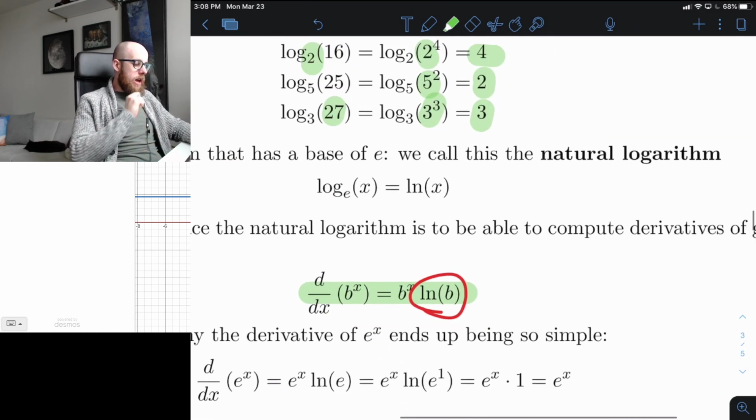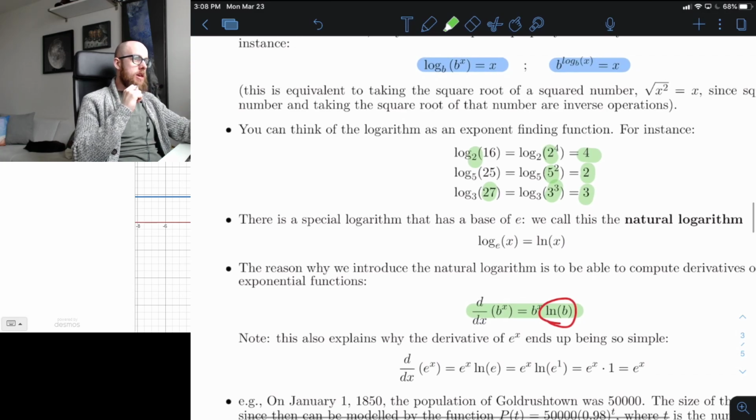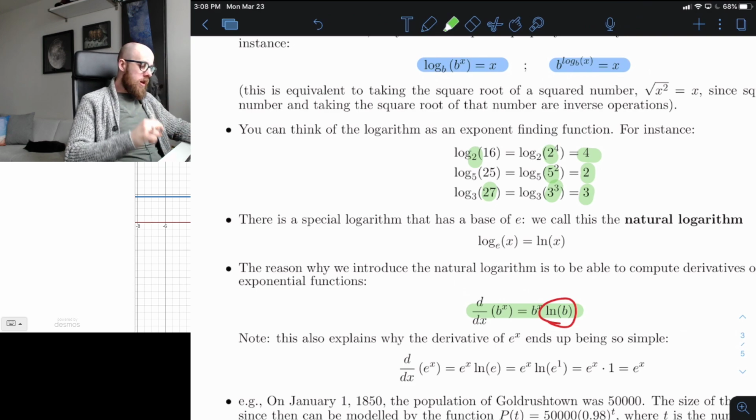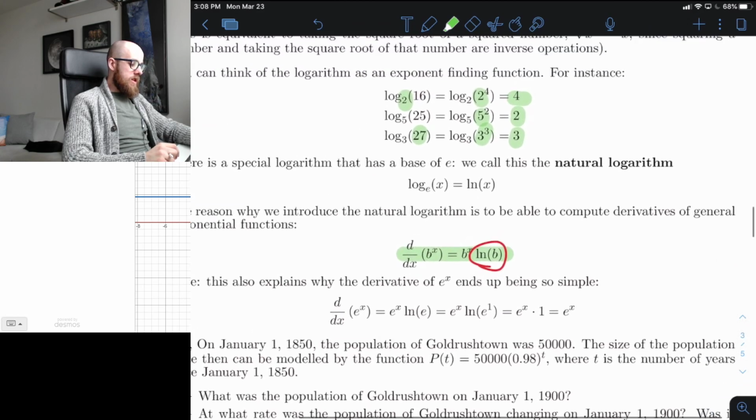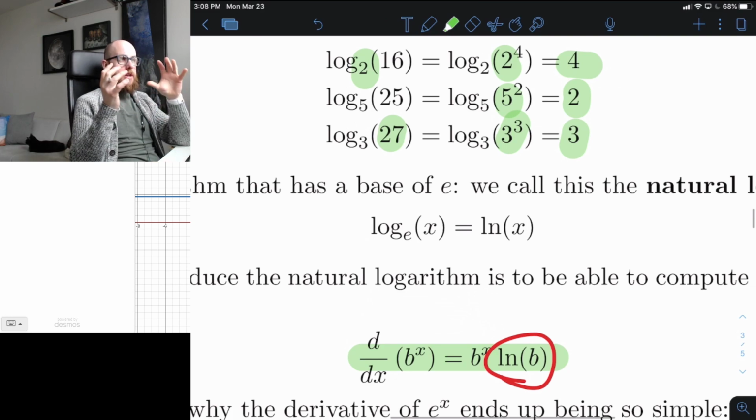Now, on Friday right before the break, we introduced e, but we also introduced the natural logarithm. The natural logarithm is just a logarithm with a very specific base. It's like any other logarithm, except that it has a base of e. We define that separately and give it a special name. We call it the natural logarithm, and we use the symbol ln for it.